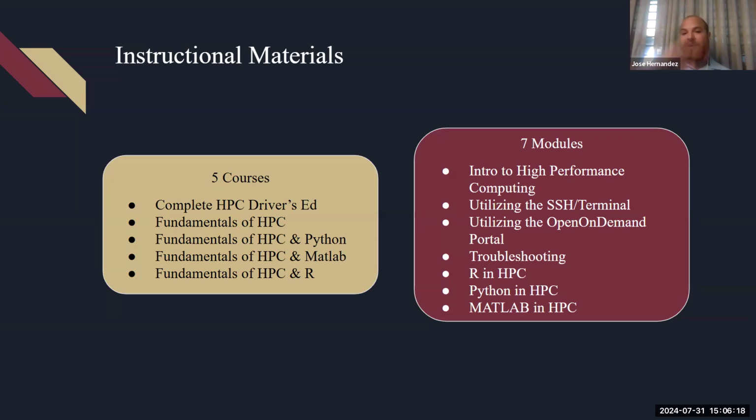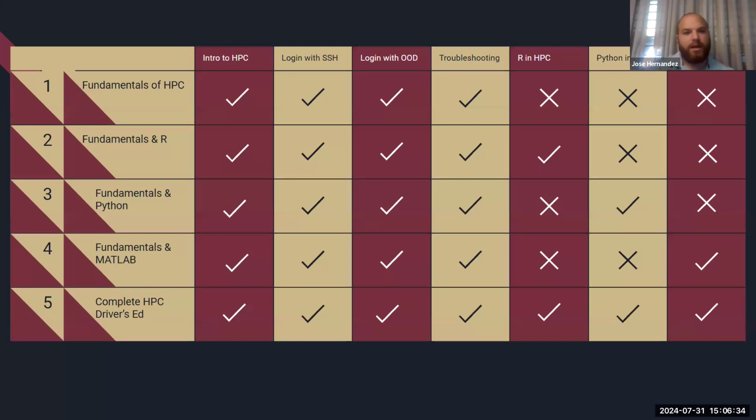And then, with those 7 modules, we picked and matched them to make 5 possible courses, right? So people can either take the complete HPC Driver's Ed, which is all 7 modules. You can take the first 4, right? And that's how we divide them. So you can see that on this chart, right? On the first course, Fundamentals of HPC, you get the first 4 modules. So that's everything from intro to high performance computing, how to log in with terminal, how to log in with the portal, and how to troubleshoot. And I'll show you how each one of these looks in a minute.